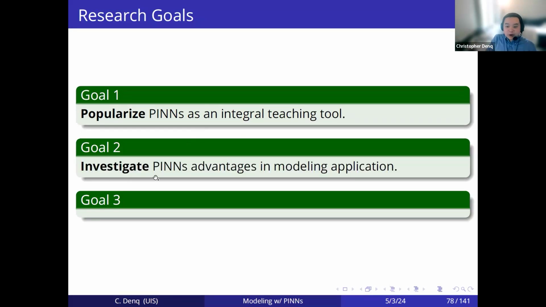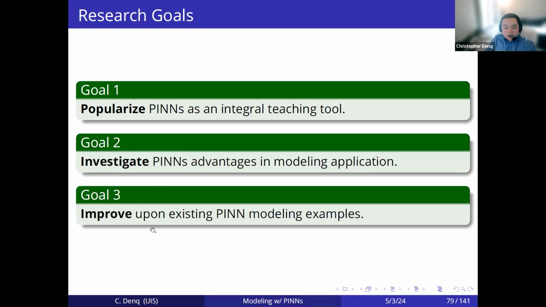The second goal was we wanted to investigate those advantages in PINNs, right? I talked a lot about those advantages, the hybrid model, et cetera. Well, that's maybe theory, right? Do those advantages actually exist in the modeling applications? Do we see them when we run experiments? And the last goal was to improve upon PINNs just a little bit if we could, because again, PINNs is such a novel technique for modeling.